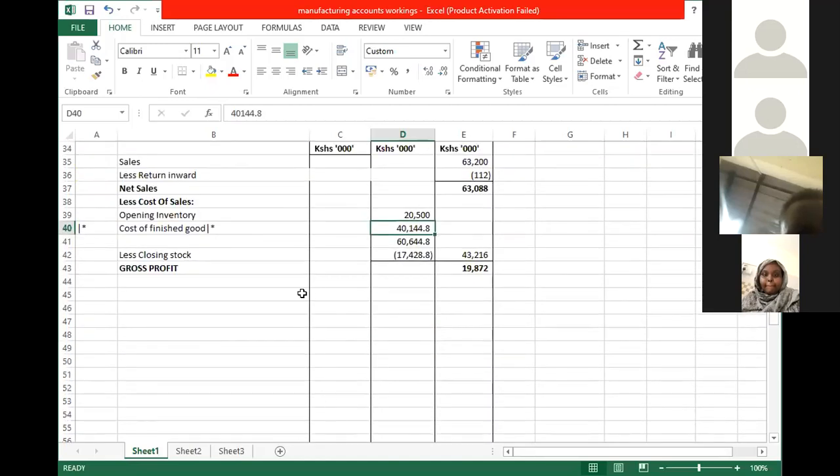So gross profit, is there anything else that we are adding? Any additional income? I am not seeing any from the TB, but it is important to look at the additional information. It's always good to look at it to see whether there is anything that will affect the profit. Look at number 4. What does number 4 tell us? That the allowance for doubtful debt is to be maintained at 5% of the trade receivables, right?